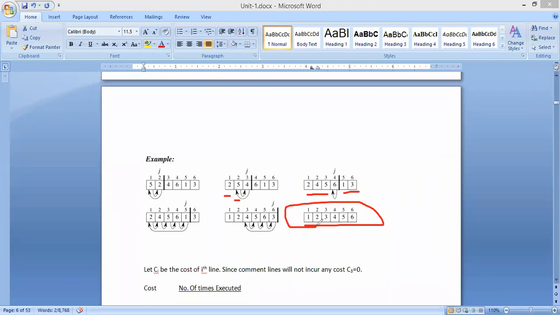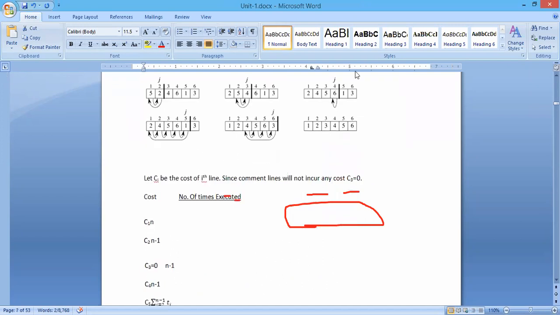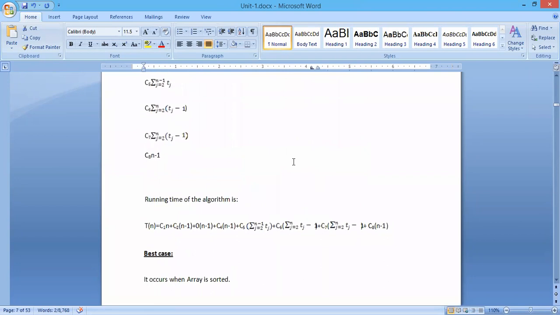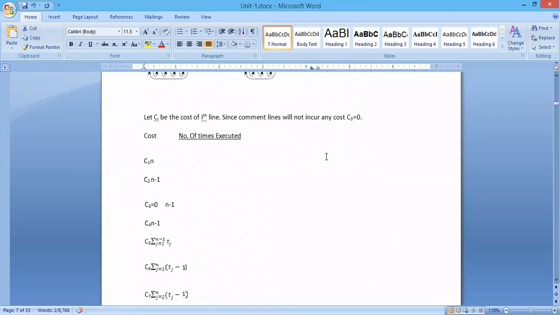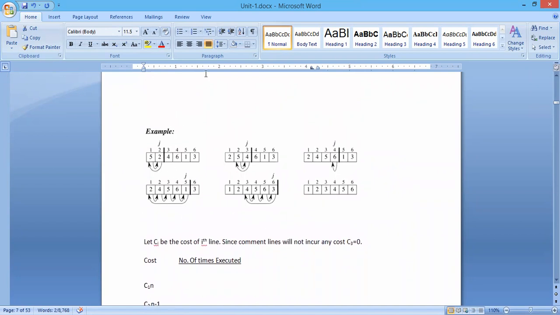Clear? This is the way we can read our algorithms and programs, and see how many times each step is going to execute. We are going to calculate the total time.